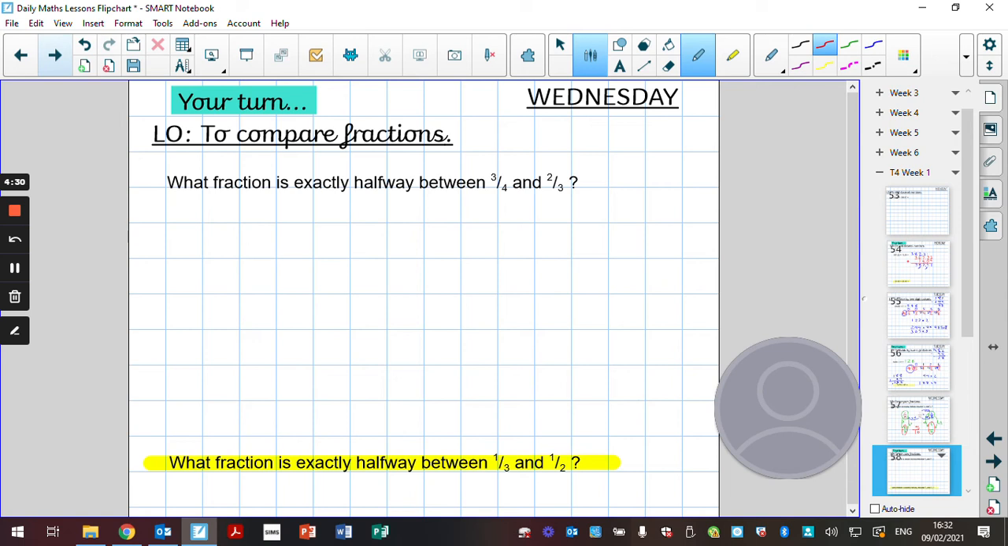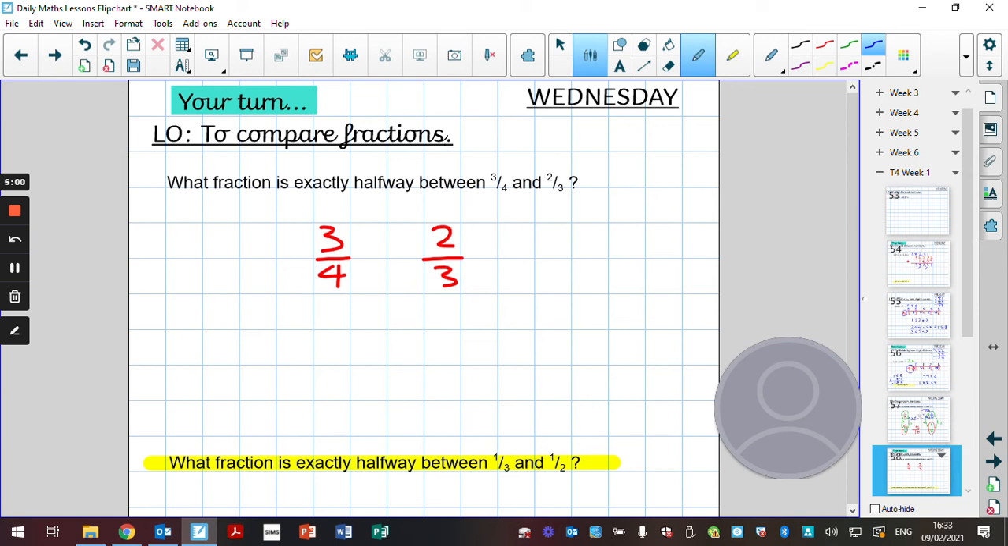Well done for giving it a go. It is a tricky concept, but well done if you had a go with it. Let's follow along to see. It's asking me what is halfway between 3/4 and 2/3. At the moment, we can't compare those because we have got different denominators, so we need to find a common denominator. We look at the biggest denominator, 4. Is 3 a multiple of 4? No, it's not. So it doesn't work in this circumstance.